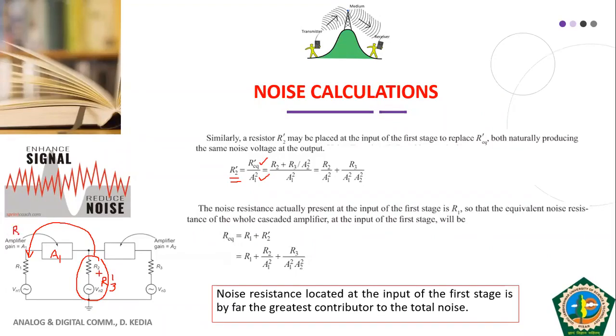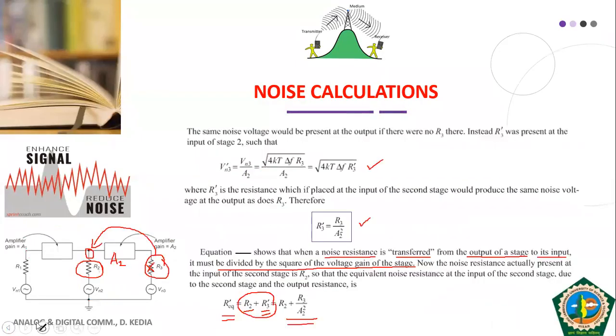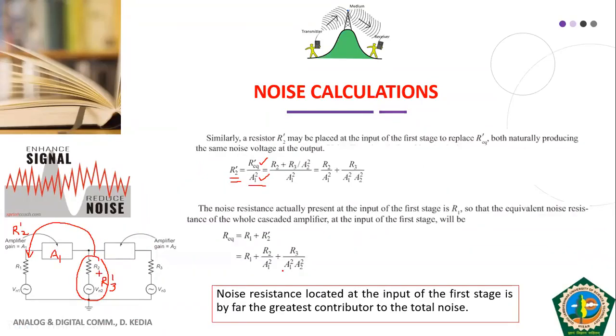Okay, R2 dash. And what is R2 dash? R equivalent dash upon A1 square. R equivalent dash we have already seen in the previous slide. This is our R equivalent dash. Okay, we substitute this thing, so we get this expression.